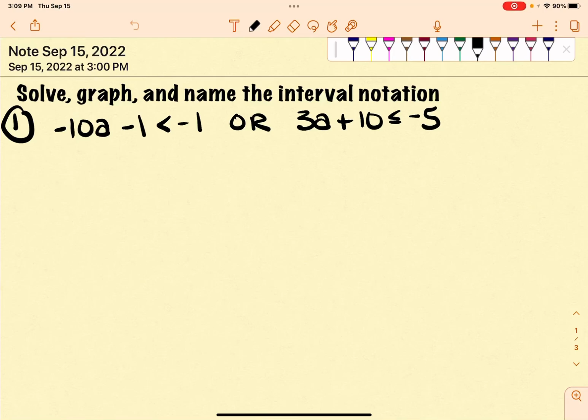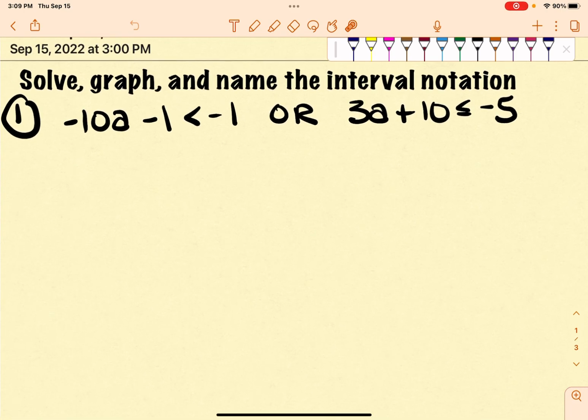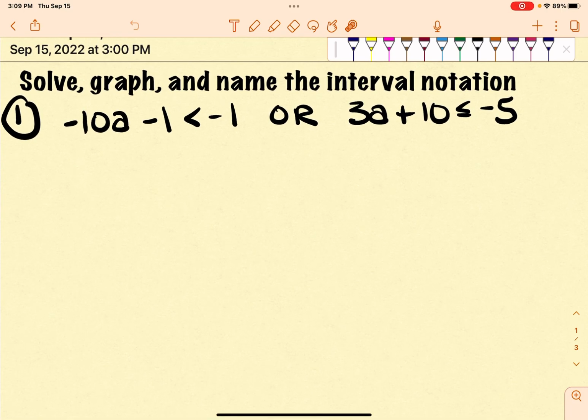Okay guys, today we're going to work on compound inequalities. And remember we talked about that we have to solve, graph, and name the interval notation. So the first one we're going to look at is an OR. So remember when I have OR, I'm basically going to take my two equations and solve them and get down to the piece down here where I can put them together.